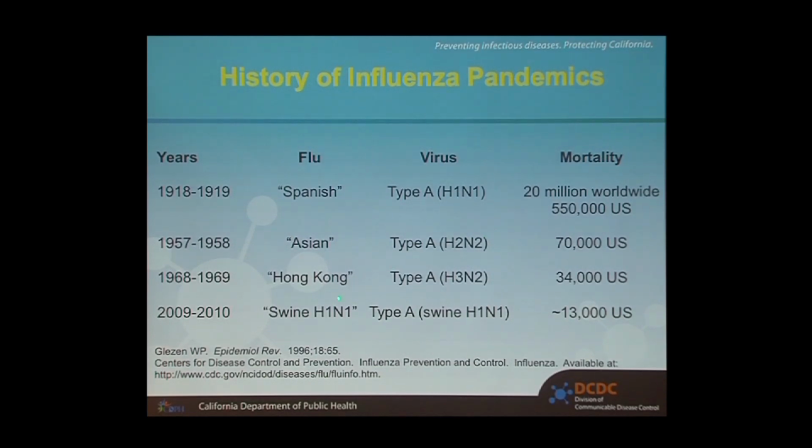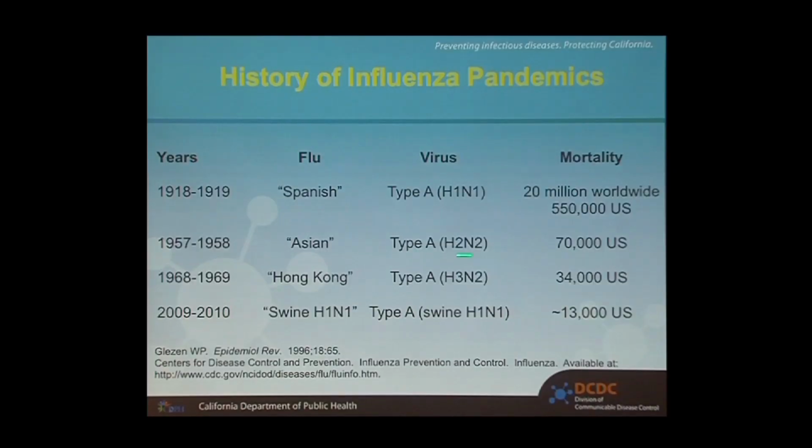We also had other pandemics that you may or may not have been aware of because they were more mild. But in 57, 58, an H2N2 was introduced into the population and caused more morbidity and mortality than usual. This was actually due to accidental release from a laboratory, and it became the predominant circulating strain. In 68-69, from Hong Kong, an H3N2 was introduced into the population, and that actually is a precursor of the H3N2 that we have circulating today.